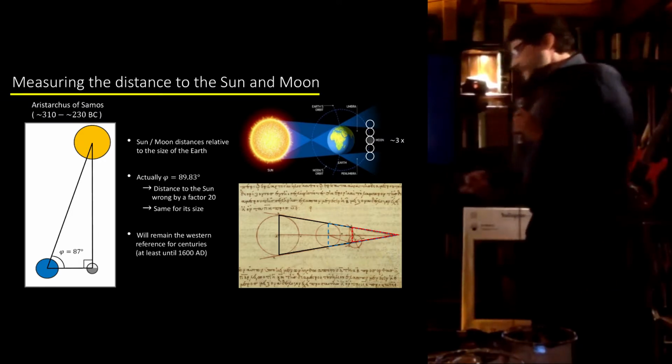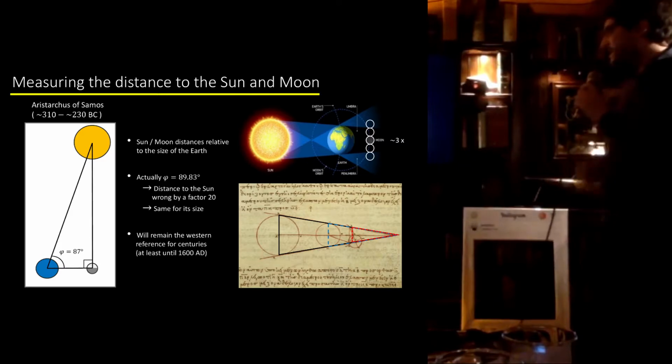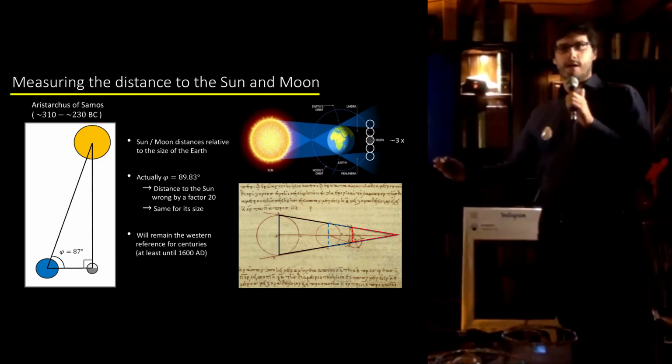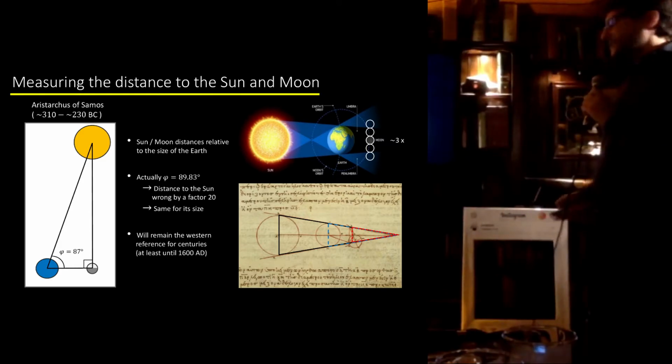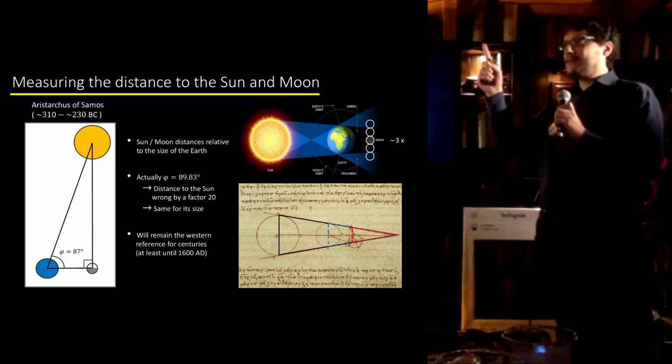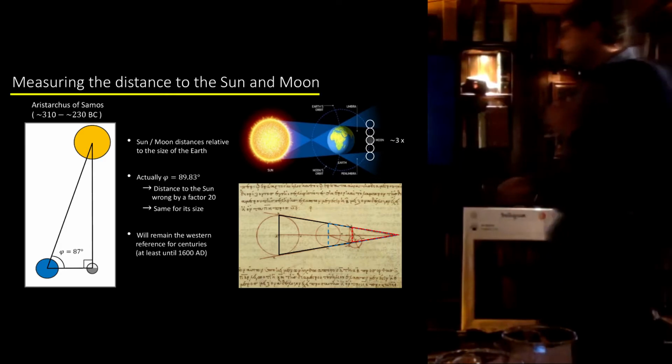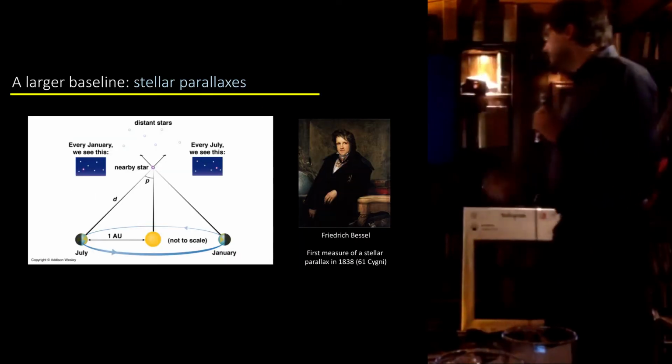So I'll skip all of this and go to the next step, which is, if you want to look even further, what is the distance to stars? For the distance to stars, you have this problem that they are so far away that the tiny angles that you would see with the Earth's baseline don't help. You cannot measure it. So what you need is essentially a larger baseline.